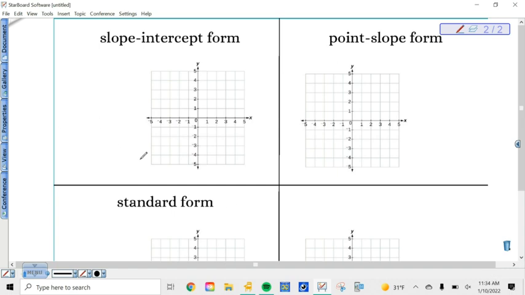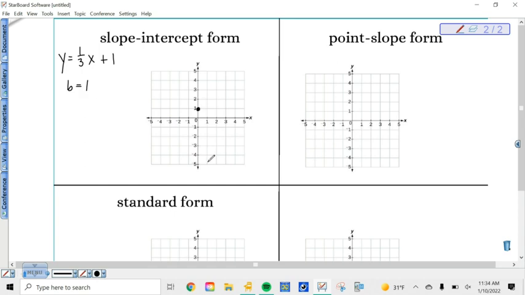From slope-intercept form, we already did this today, but let's go over it one more time really quick. Let's say we've got y equals 1/3 x plus 1. What do I do when I graph from slope-intercept form? It's the first thing you do. We have to figure out the y-intercept. Yes, the y-intercept is 1, so I plot that point.